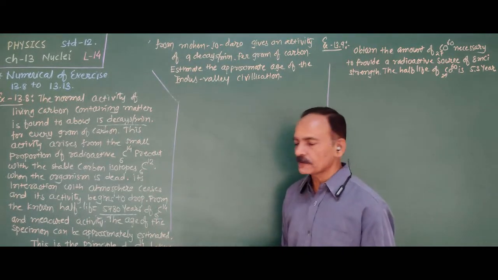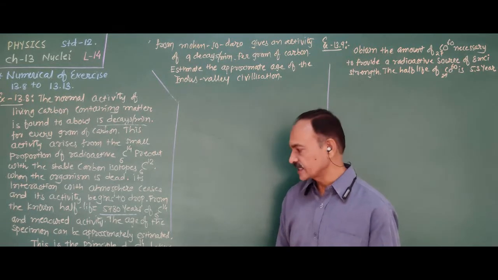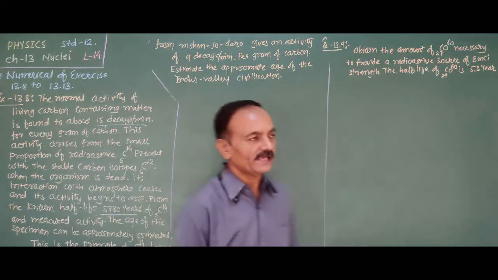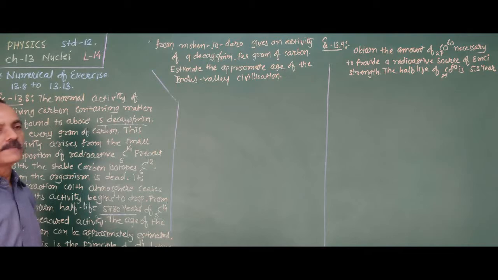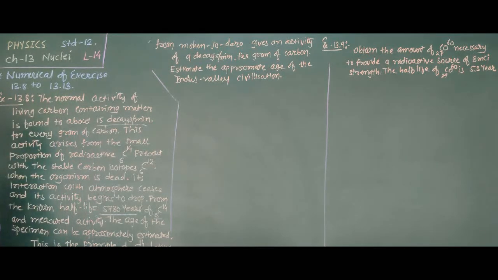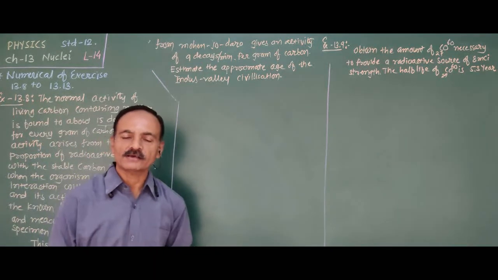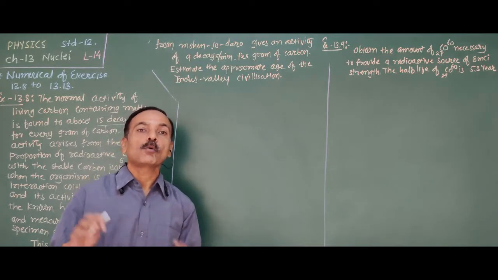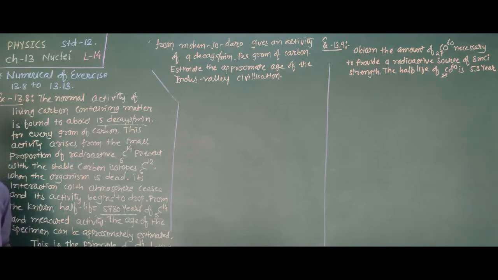Now, this is the principle of carbon C-14 dating used in archaeology. Suppose a specimen from Mohenjo-daro gives an activity of 9 decays per minute per gram of carbon. Estimate the approximate age of the Indus Valley civilization. In archaeology, we find out how old a given specimen is. For that purpose, this type of calculation is done.